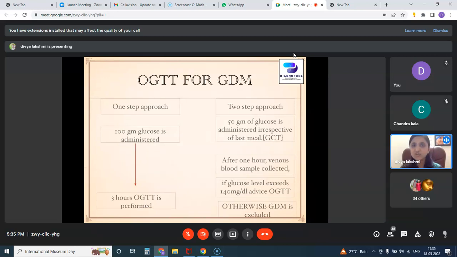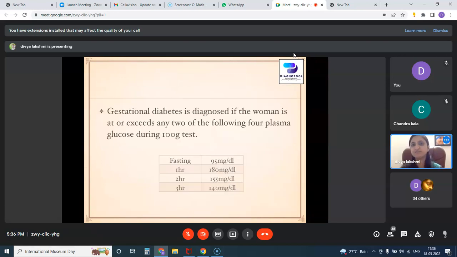So for OGTT, we can come to the conclusion that there are 2 approaches. One is the 1-step approach and then the 2-step approach. In the 1-step approach, simple, give 100 gram of glucose and OGTT is performed after 3 hours and correlate with the values. In the 2-step approach, that is GCT, first give 50 gram of glucose irrespective of the meal, even when the patient is not prepared. Check the blood sugar. If it is above 140, do the exact OGTT. Otherwise, if it is less than normal, the patients are at less risk of developing GDM.